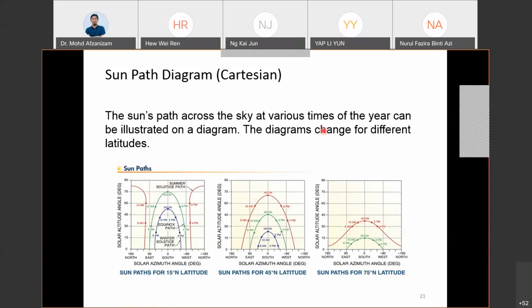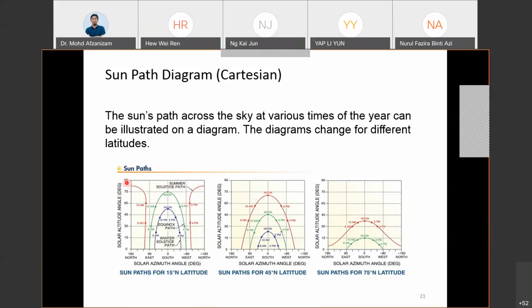Okay. So in other words, the diagram changes for different latitudes. This is the keyword. For the dedicated latitude, they have their own dedicated sun path to refer to. Because as I mentioned just now, every dedicated latitude, from day to time, has its own dedicated sun path, which previous researchers already mapped for us as this kind of route of the sun.